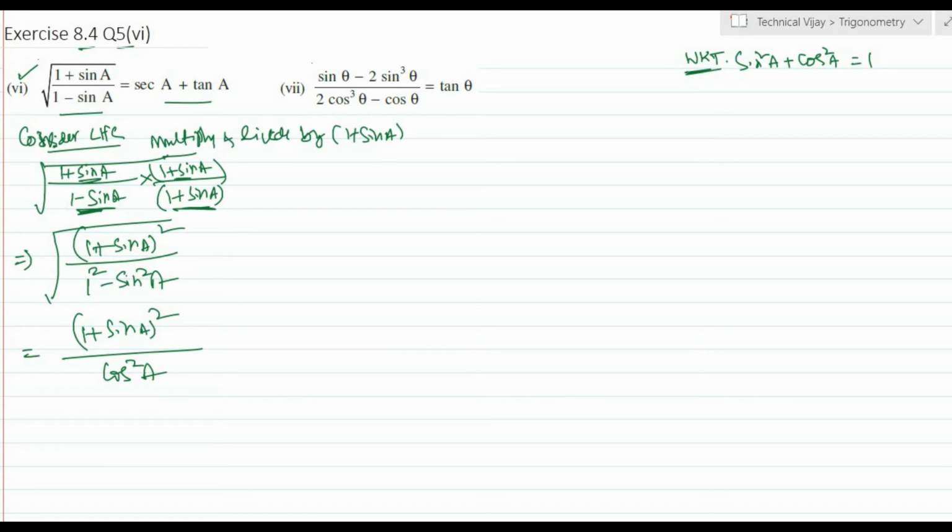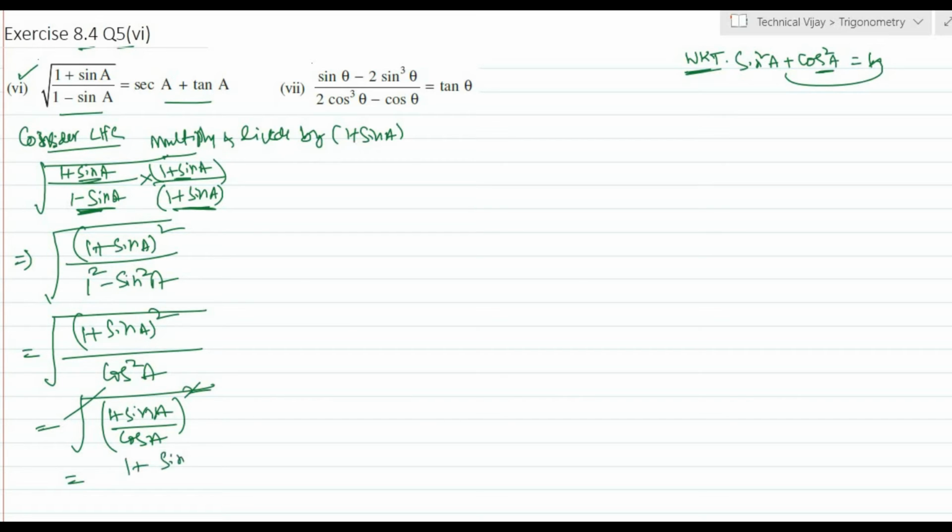Okay, so hence 1 minus sin square A equal to cos square A. So this is under root. Here this can be written as (1 plus sin A divided by cos A) whole square. So the square root and square get cancelled. So remaining will be 1 plus sin A divided by cos A.